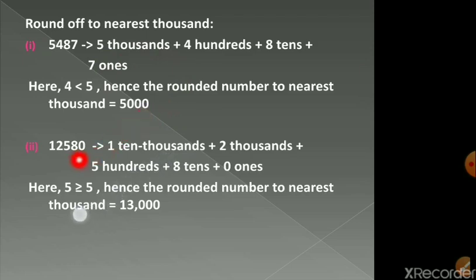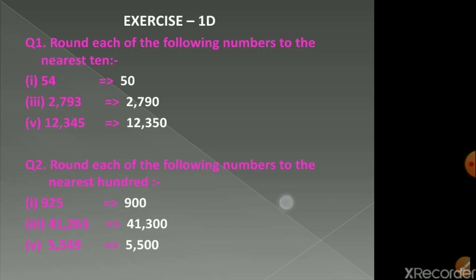Next, 12,580. So we'll check the hundreds place, which is having 5. And as we know that if the digit is 5 or more than 5, there will be change in the thousand place. So the thousand place is having 2, which will be increased by 1 now. So after rounding off, the answer will be 13,000. I hope this is clear for you. Let's now start with the exercise.